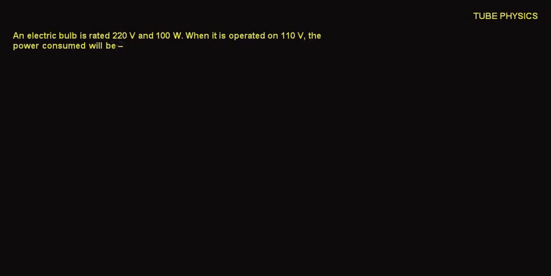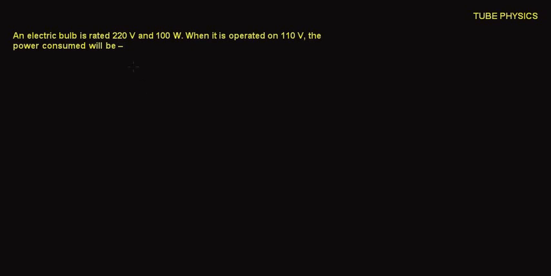So this bulb is designed for operating on a 220 volt line with an output power of 100 watts, but we are operating that on another line of 110 volt. Actually it is designed for a 220 volt line. So if you use a bulb designed for a 220 volt line on another potential difference line, that is a 110 volt line, what will be the effect? What will be the performance of the bulb?